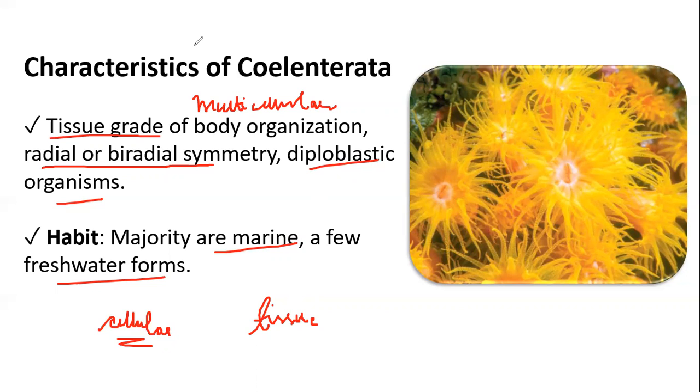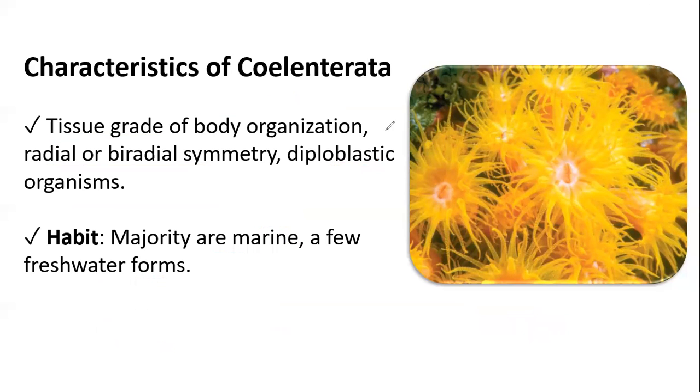Coelenterata is also known as Cnidaria. Why is it known as Cnidaria? Because of the presence of certain structures known as cnidoblasts or nematocysts. Due to the presence of these cnidoblasts, it is known as Cnidaria. Clear with that?